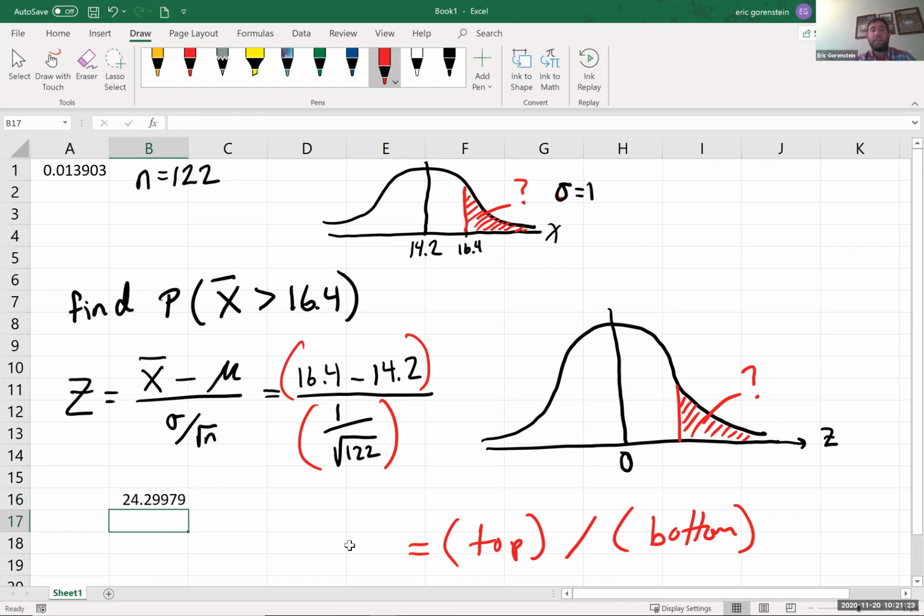So that gives us the z-score of about 24.3. That's a very, very, very large z-score.